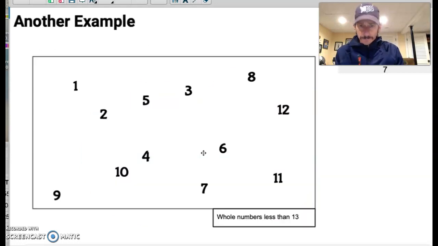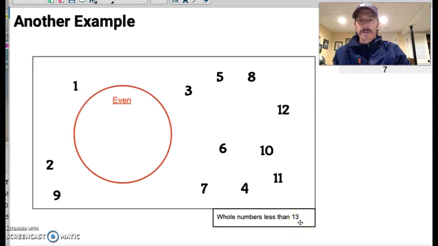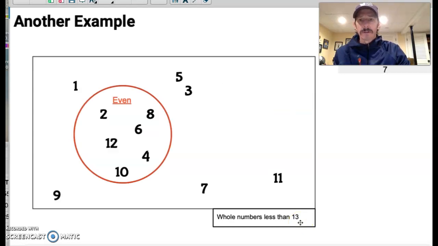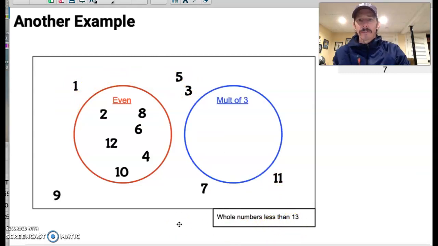Here's another example. This is the set of whole numbers less than 13, and they're just scattered all over the place. Then I want to create a subset in there of even numbers, so I put all the even numbers in that circle. Notice that the numbers outside of that still meet this condition, but they are not even. Then I also want to talk about numbers that are multiples of 3. It's a separate set of numbers, and I put those numbers in there, which are 3 and 9.